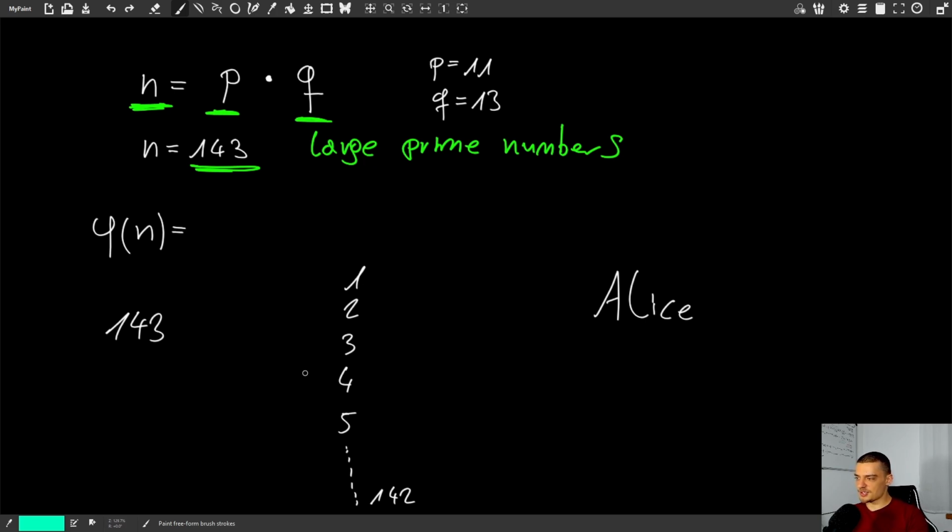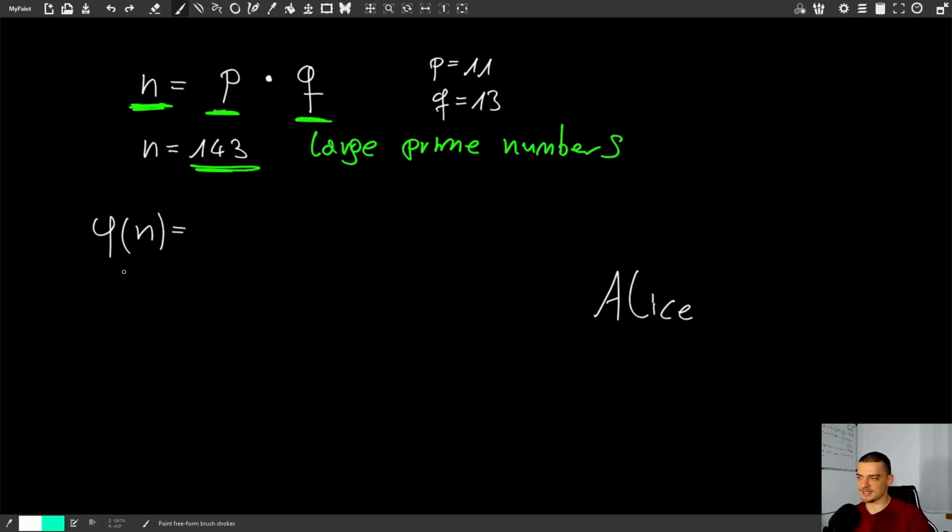Of course, what we could do now is check for each number: this is co-prime, this is co-prime, this isn't co-prime, and so on and so forth. We could then count the numbers, but that's a very tedious process, and that's not really what you want to do. This is not something that is possible when you have huge prime numbers. It's just not reasonable. It doesn't work. But what we can do is use a formula.